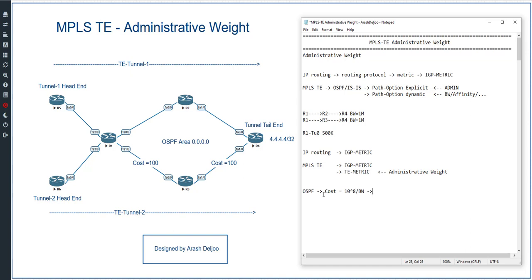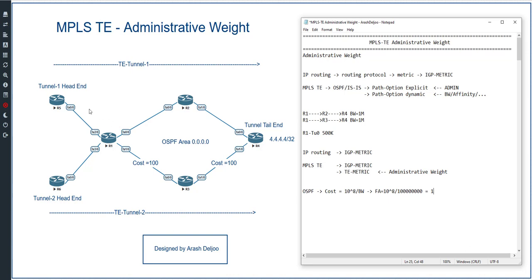Okay, because of that, for Fast Ethernet, the cost equals 10 to the power of 8 over 100 megabit per second, because this is Fast Ethernet. 100 megabit means 100 million. The result is equal to 1. This means that every Fast Ethernet link in OSPF has a cost of 1.